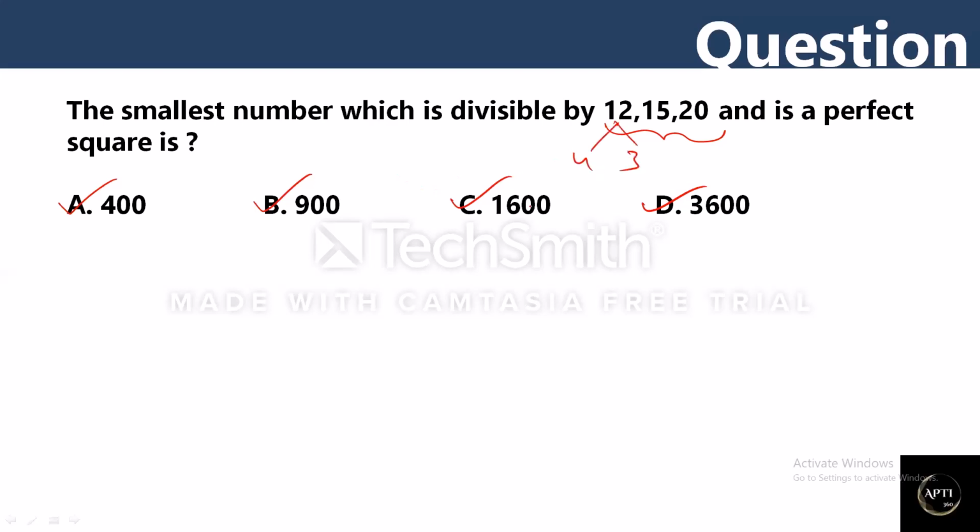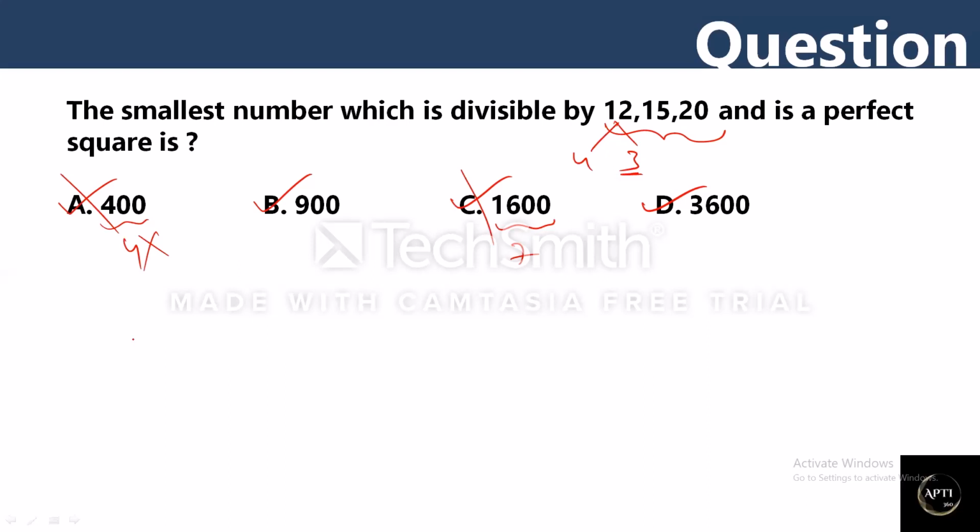So what is the divisibility rule of 12? It is 4 and 3. Now can you check whether it is divisible by 3 or not? Now we'll check with 3. Immediately option C is eliminated, because the sum of digits is 7. Is 7 divisible by 3? No. Similarly, option A is eliminated because the sum of digits is 4, and 4 is not divisible by 3. So the answer will be either 900 or 3600.